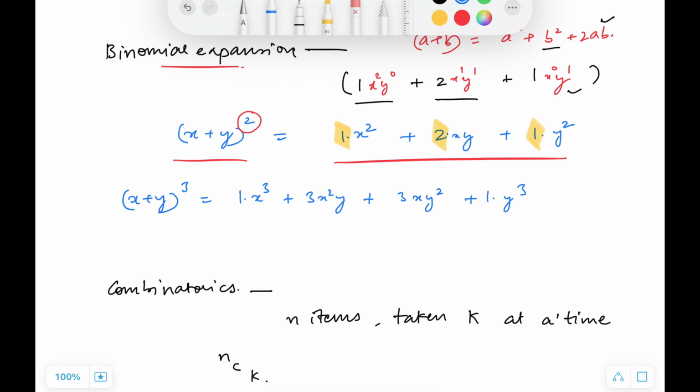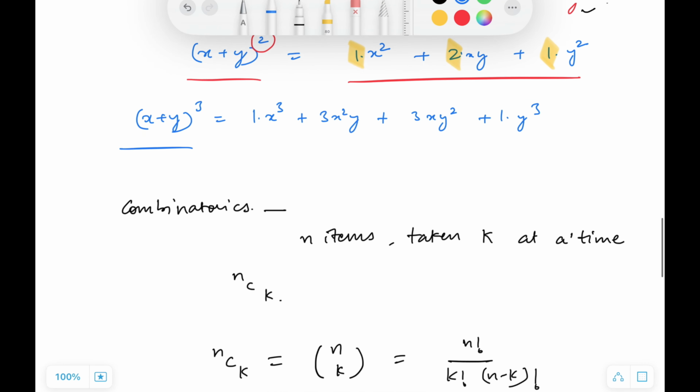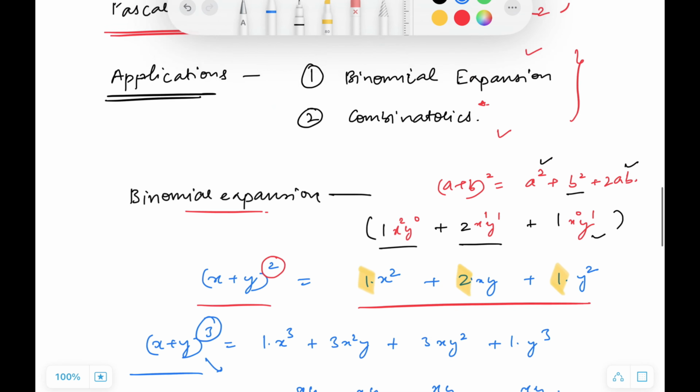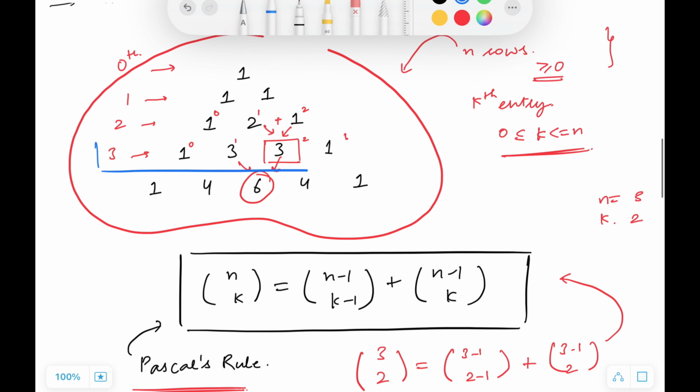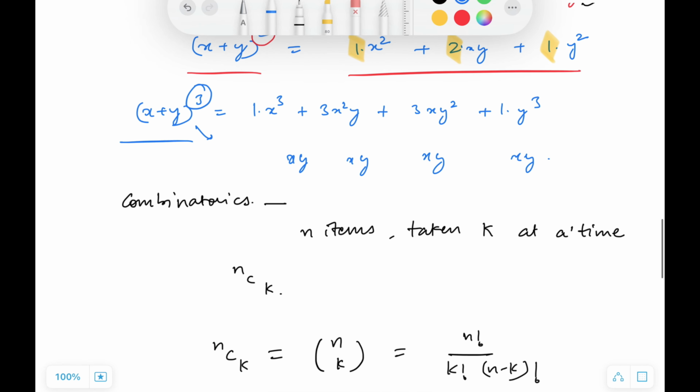Okay, to make it more clear, let's try x plus y whole cube. The formula we already know: it is x cube plus 3x square y plus 3xy square plus y cube. But if we try to write it in terms of Pascal triangle, it is something like this: x, y, x, y, x, y, x, y. This is the third row. Third row is going to have 4 elements, 0, 1, 2, 3. And these are those 4 elements.